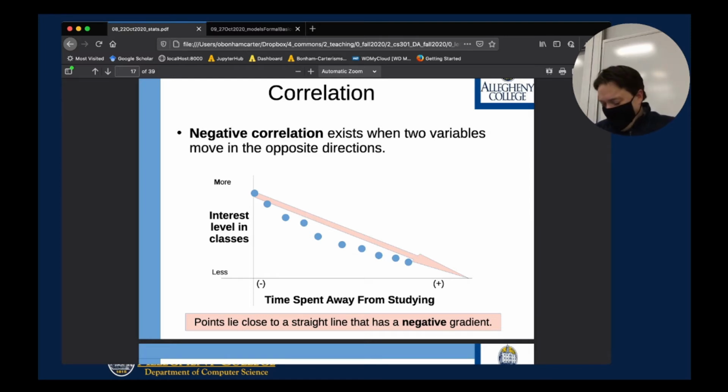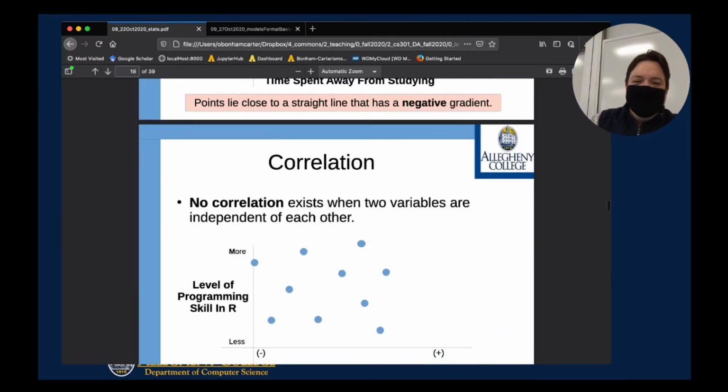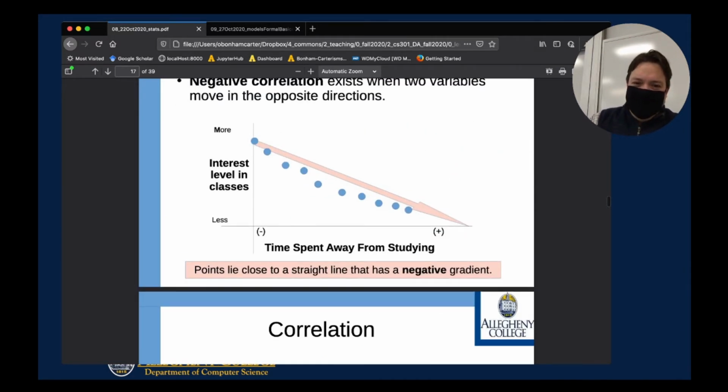And so what this is saying is that as the amount of time that I'm spending doing other things increases, in other words, the time spent away from studying, as that number goes up, then my overall interest in my classes goes down. So that's true. And again, each of these points is going to be an amount of time, and then the interest level in that class. And you can see that it's going down, which means it's a negative correlation.